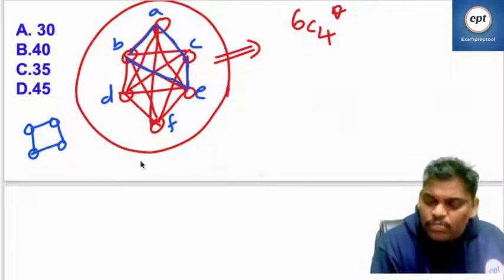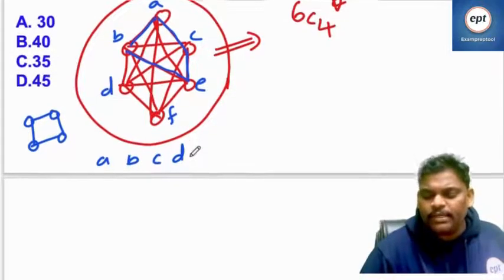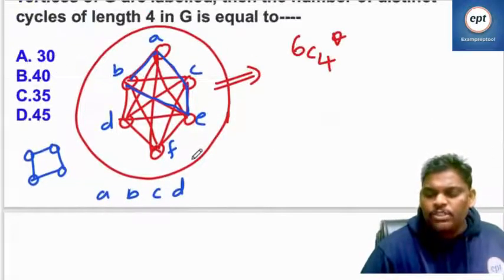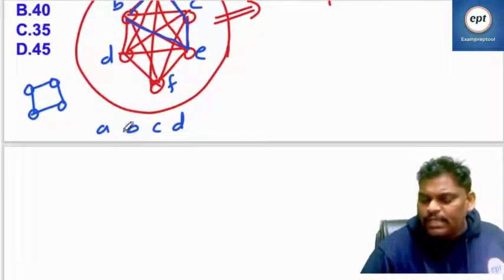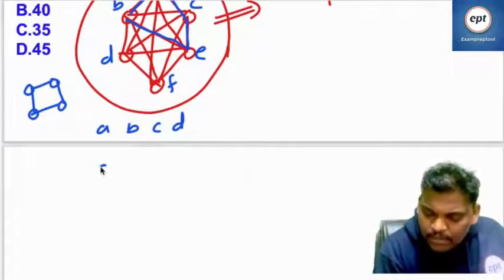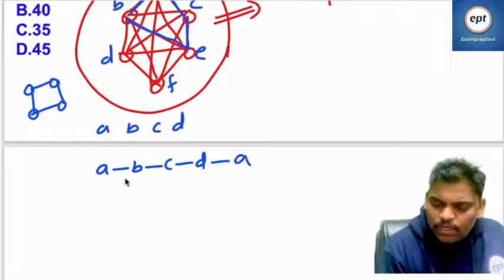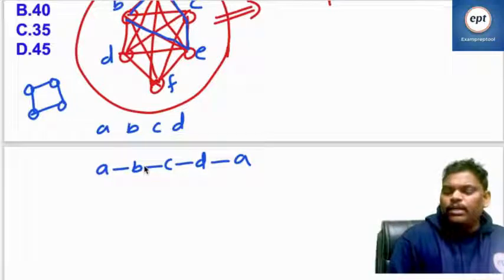Let us assume the selected vertices are A, B, C, D. Now see the cycle of A, B, C, D: A to B, B to C, C to D, D to A. So totally 4 edges.